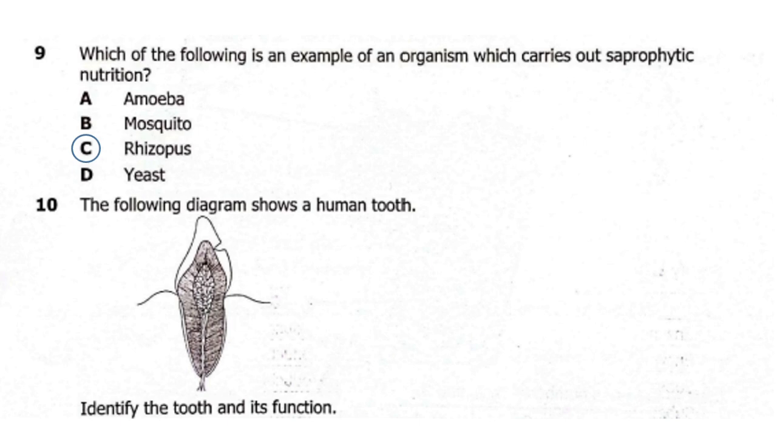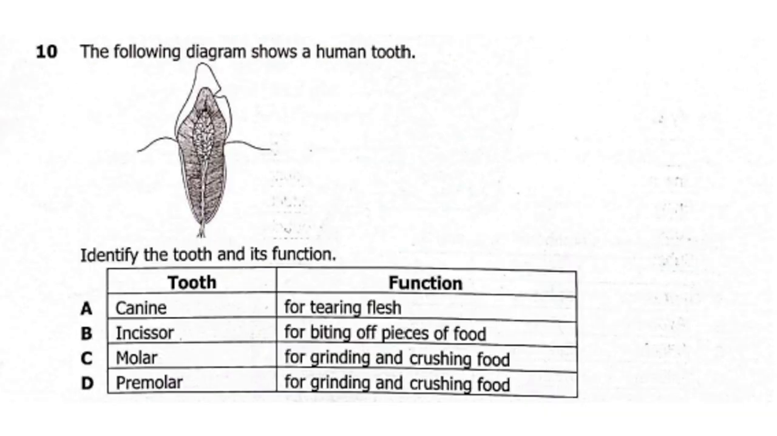Question 10. The following diagram shows a human tooth. Identify the tooth and its function. A. Tooth canine, function for tearing flesh. B. Tooth incisor, function for biting off pieces of food. C. Tooth molar, function for grinding and crushing food. D. Tooth is premolar, the function for grinding and crushing food. The correct answer here is A. The tooth is a canine and its function is for tearing flesh.